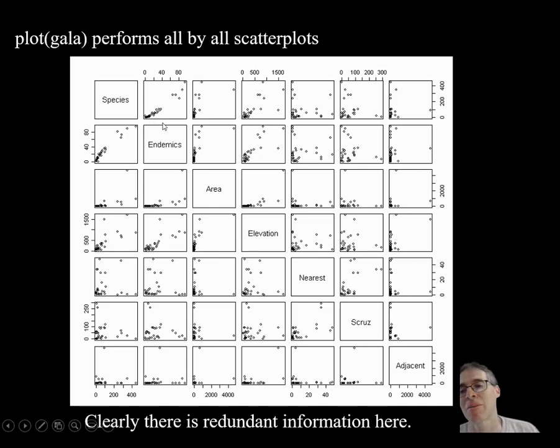Well, that makes sense because endemics is just a subset of species. So it makes sense that if you have a low number of species, you can only have a low number of endemics. Likewise, area and elevation, although not as perfectly correlated, definitely seem to have some relationship, right? So if you are lower area, you tend to be lower elevation, and then the islands that tend to have a higher elevation also tend to have a higher area.